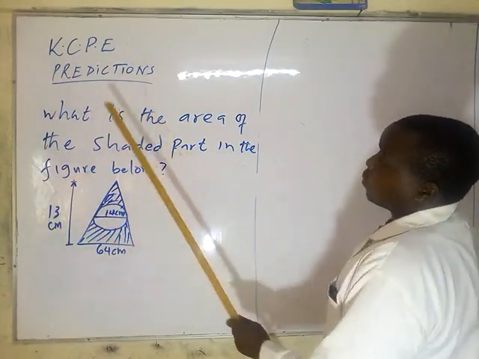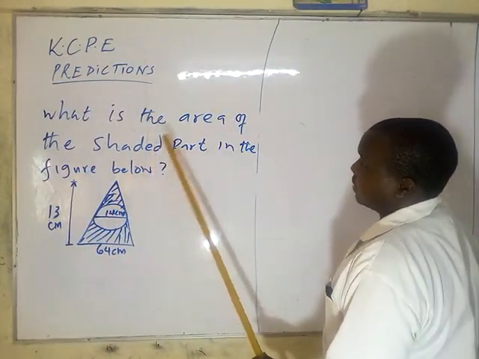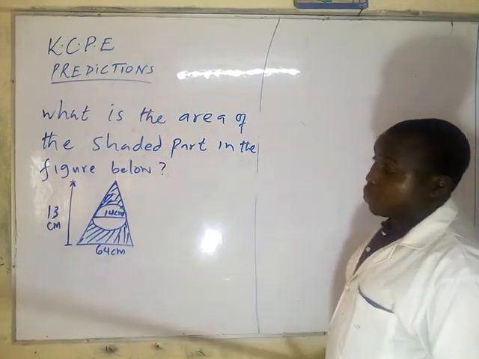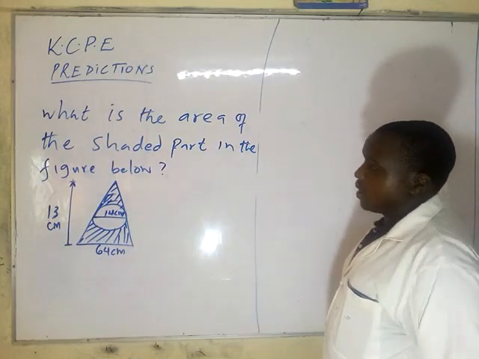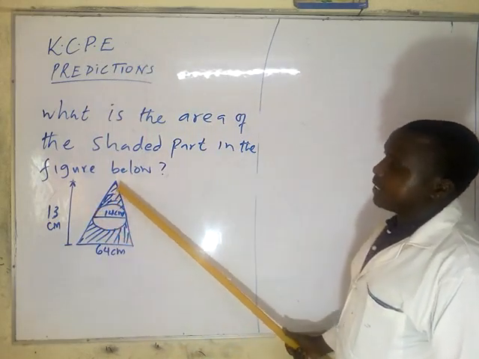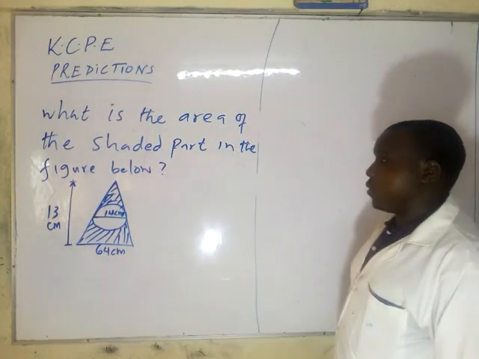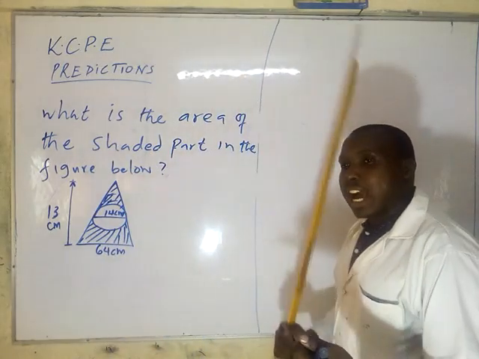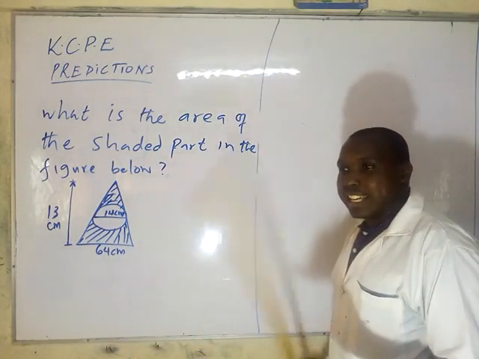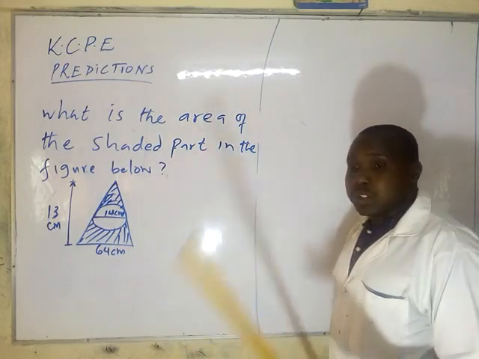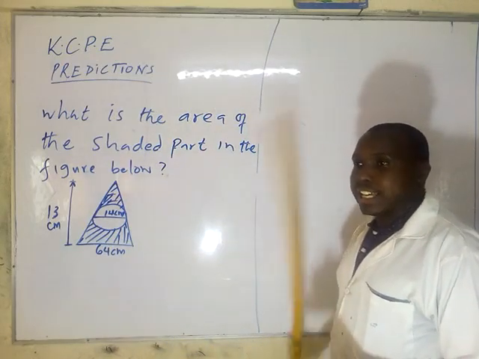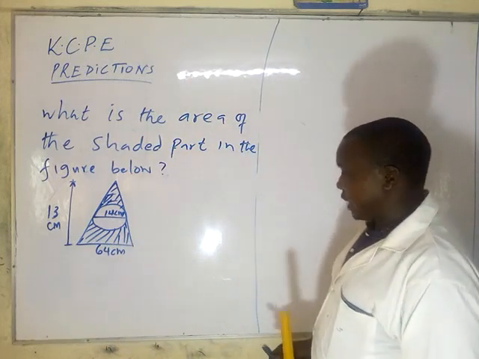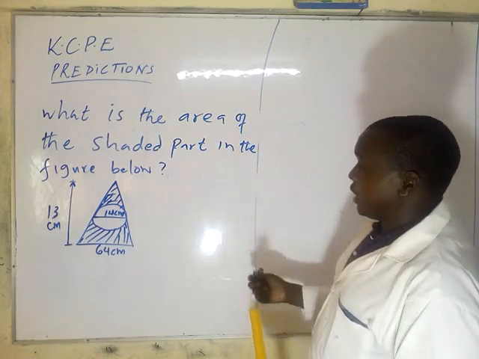We have a figure here. What is the area of the shaded part in the figure below? So here in this figure, we have two figures joined together. We have a circle and then a triangle. It means you must be able to have in your head the formula of calculating the area of a triangle. You must have in your head the formula of calculating the area of a circle. So let us begin by calculating the area of a circle. Or let us begin with the area of a triangle.